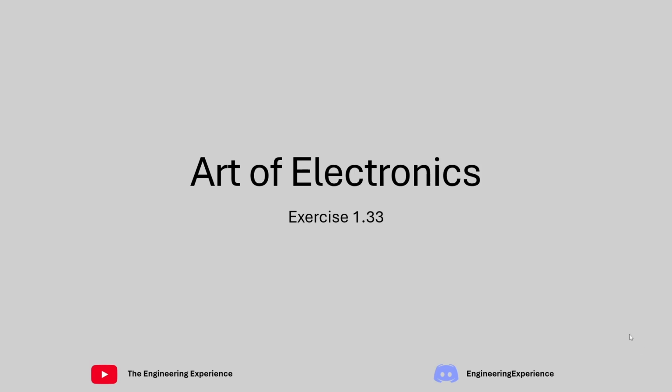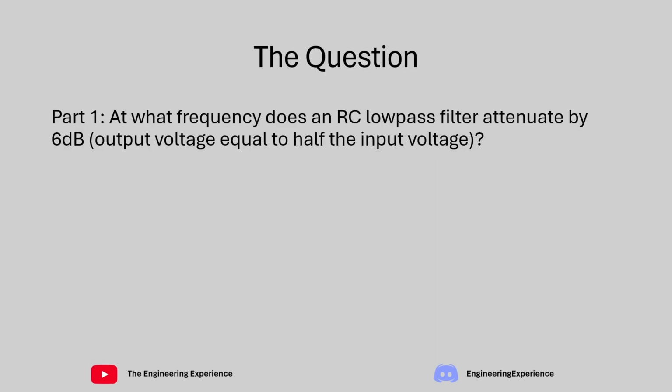In this exercise, we need to show at what frequency an RC low-pass filter attenuates the signal by 6 dBs. 6 dBs is basically when the output voltage is half of the input voltage. And for the second part of this question, we need to show what the phase shift is at that frequency, so basically the frequency at which we get 6 dBs of attenuation.